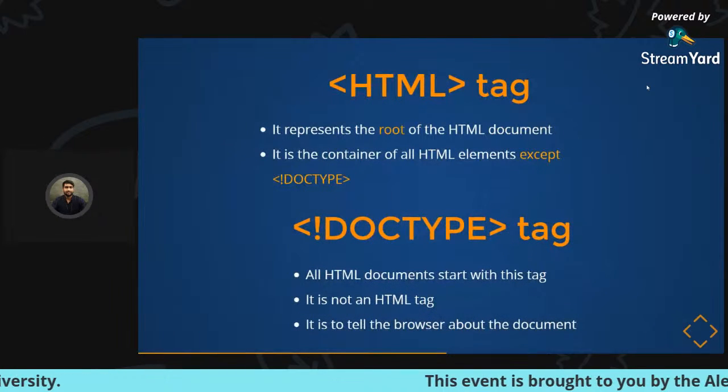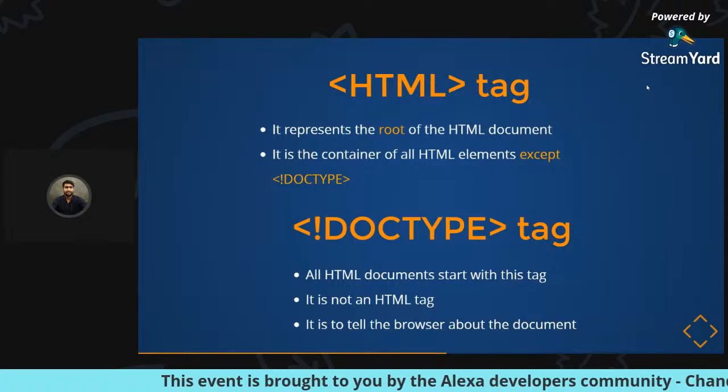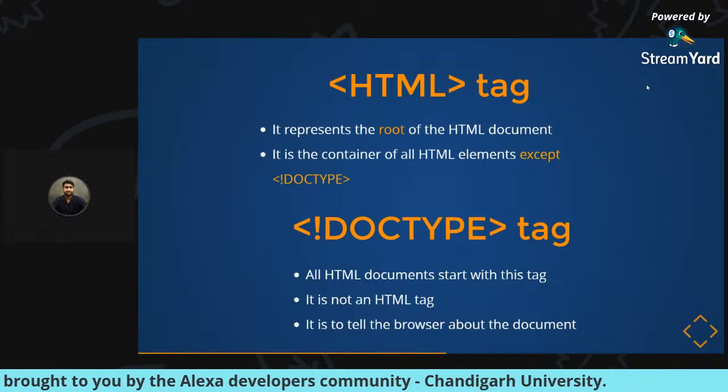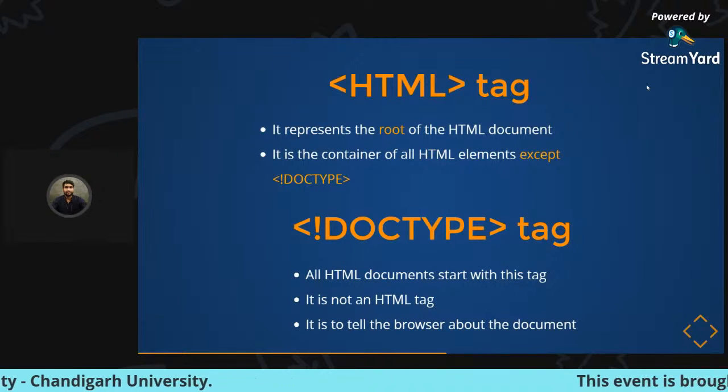And there are four basic tags in HTML, which are very important for you to know before we get started. So first is the HTML tag. It is the root of the HTML document. Means everything in the HTML document is contained inside this tag.